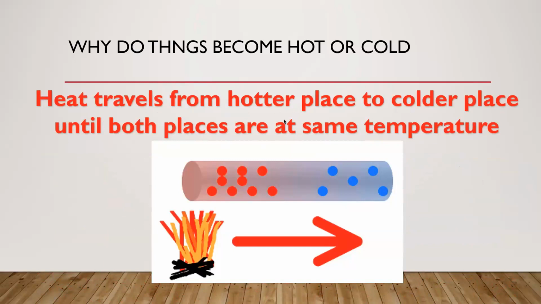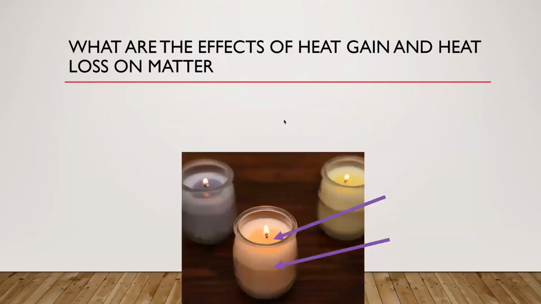If you were to look at this particular picture here, with a picture of fire and a picture of a metal, let's say a metal rod. You can see that the heat travels from the hotter part to the colder part. And then after some time, once the whole metal rod reaches the same temperature, the heat travel will stop. Right? Let's carry on. So what are the effects of heat gain and heat loss on matter?